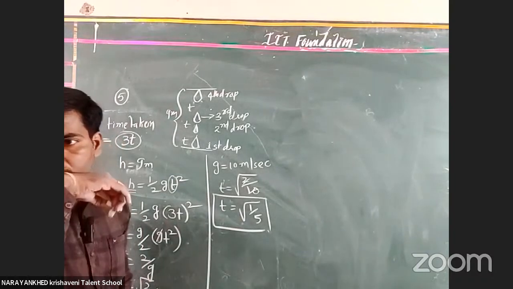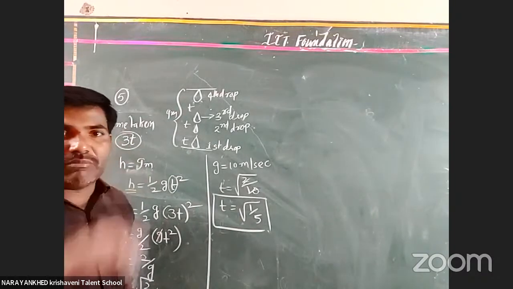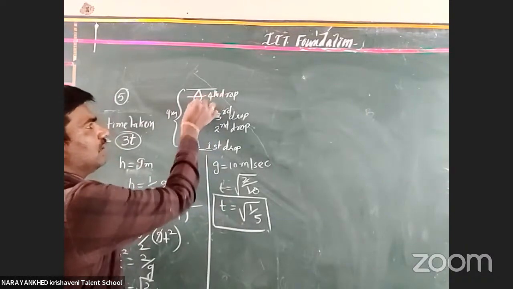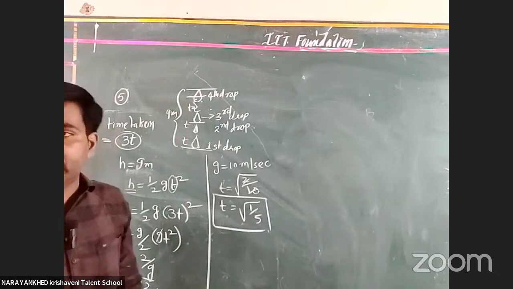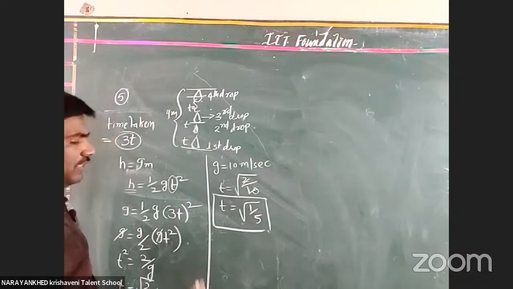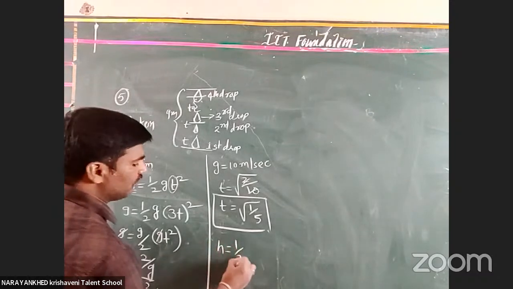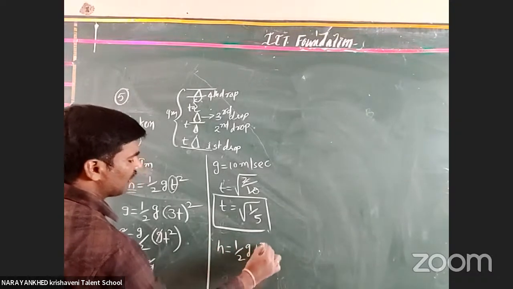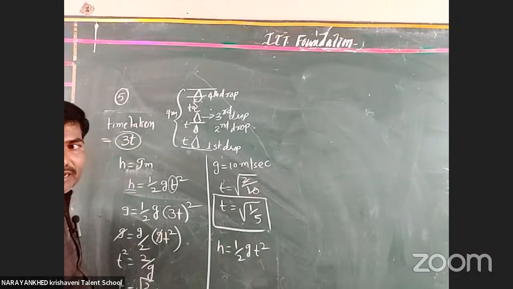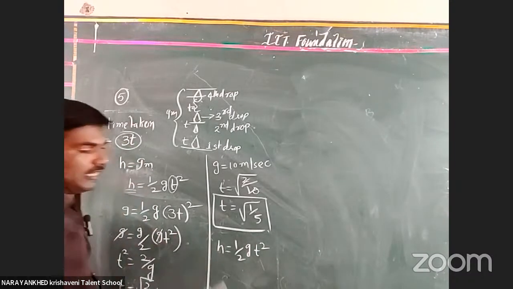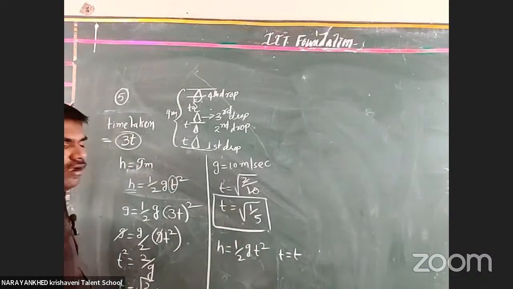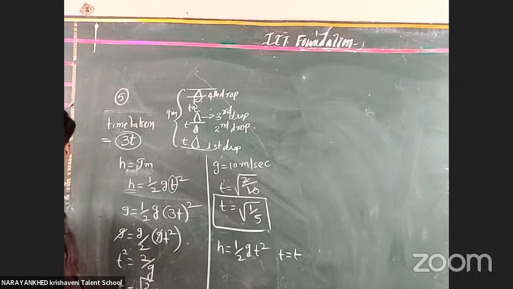Okay, clear or not? Now, what is the time taken for the third drop? Okay, the third drop is nothing but the time is how much? Only t. Only t is taken here. That is why h is equal to half into g t square. Okay, clear or not? We have to take it for the third drop. The t is equal to what here? t only. What is the t here? Under root of 1 by 5.